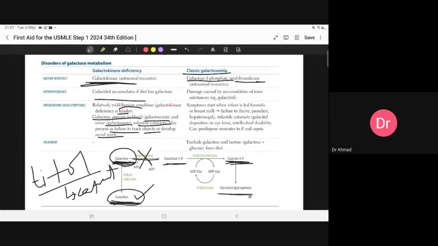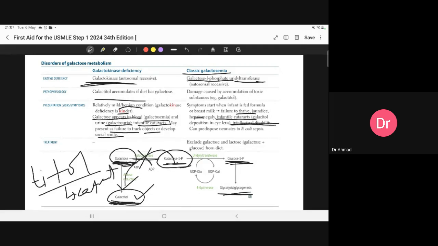And this means you will accumulate galactose 1 phosphate, and this galactose 1 phosphate will be converted back again into galactitol, and it will again lead to infantile cataracts because of this -itol deposition, as I just told you. Okay. And you see other symptoms as well, like failure to thrive, jaundice, hepatomegaly. Intellectual disability is something very important you should keep in mind.